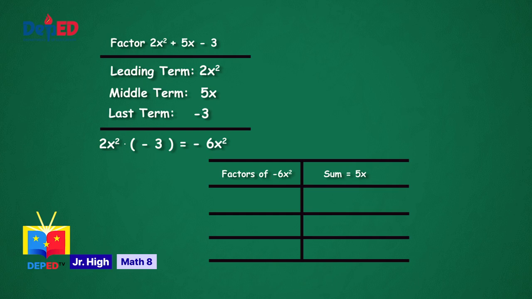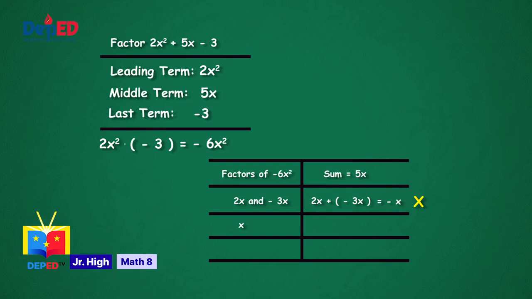Negative 6x squared is the product of positive 2x and negative 3x. But what is their sum? 2x plus negative 3x is negative x, which is not equal to 5x. So we need to look for other factors of negative 6x squared. How about positive x and negative 6x? They are definitely factors of 6x squared.